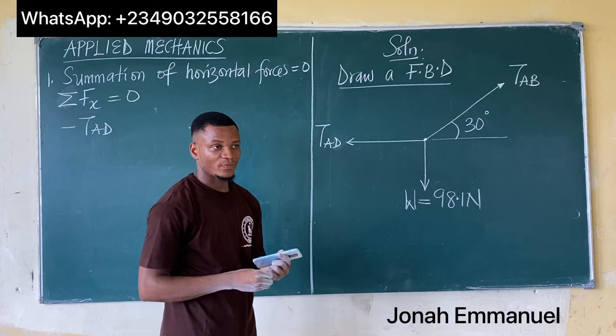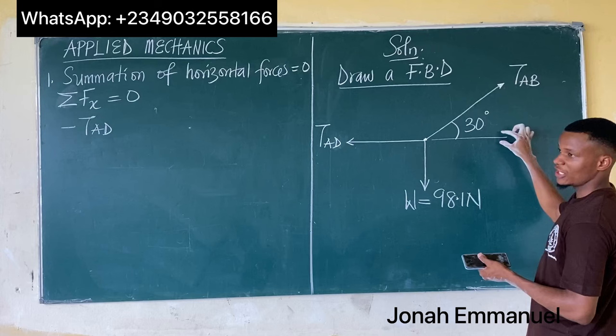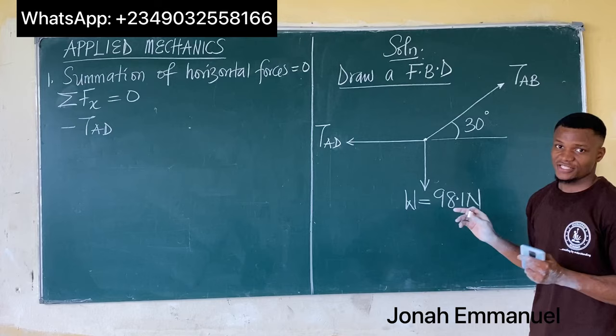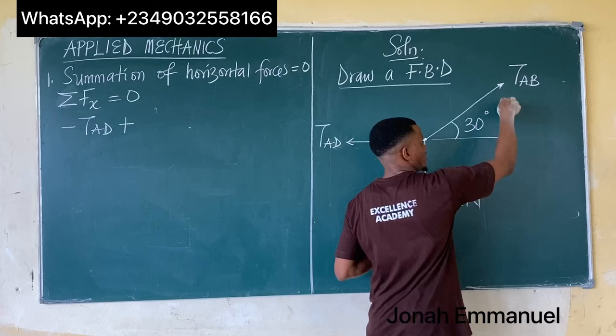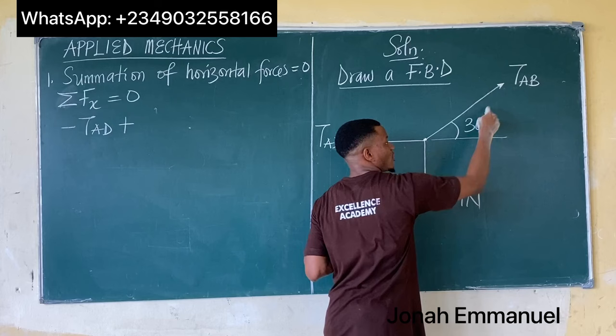For this one here, I'm having TAB inclined at this angle, 30 degrees. If I want to get the horizontal component, this one will have two components, both the vertical component and of course the horizontal component. When it comes to horizontal components, this one lies this way, which is positive, so plus. If I resolve this force, it becomes TAB cos of the angle, because whenever a vector is inclined at an angle to the horizontal, the horizontal component becomes this cos this. So it becomes TAB cos 30.